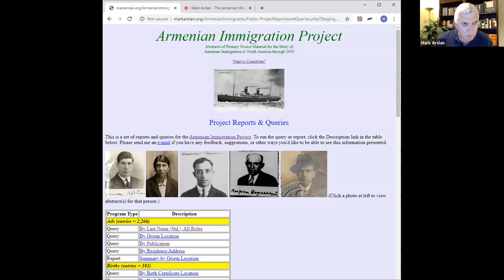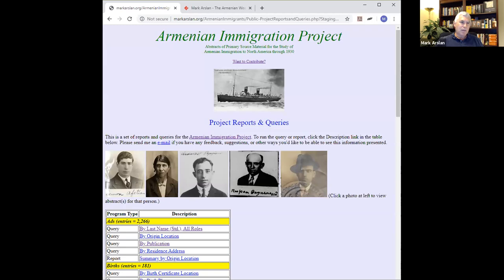Okay. So on the Project Reports and Queries page, what I've got here is a listing of the different types of records. You see the headings on the left in yellow: ads, birth records, censuses, death, marriage, military, naturalization, and ship manifest at the bottom. You can see how many of those different records are in the database that I've abstracted. I think there are somewhere between 125,000 and 150,000 ship manifests during this time period, and right now I've got about 67,000 entries over the last 10 years or so. Total entries: 151,000 entries in the database. So there's a lot of good stuff there.